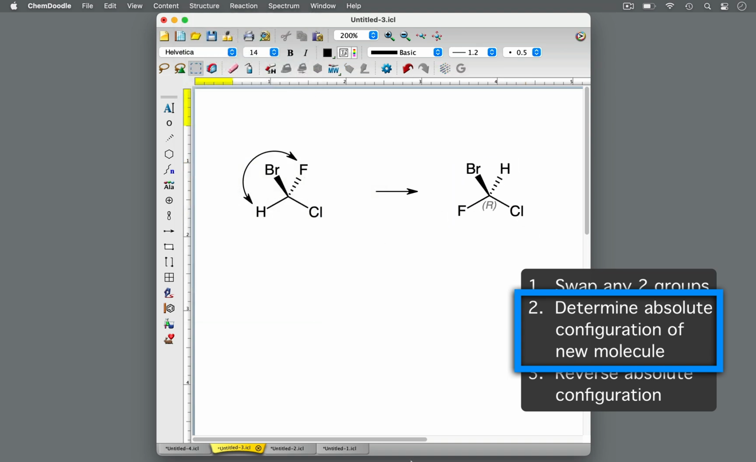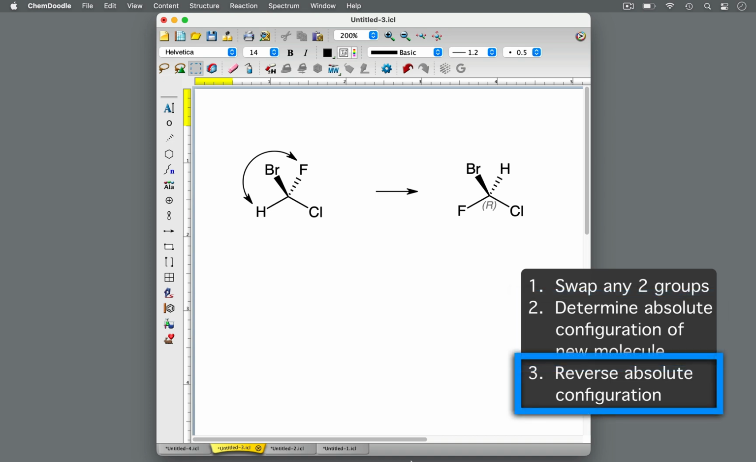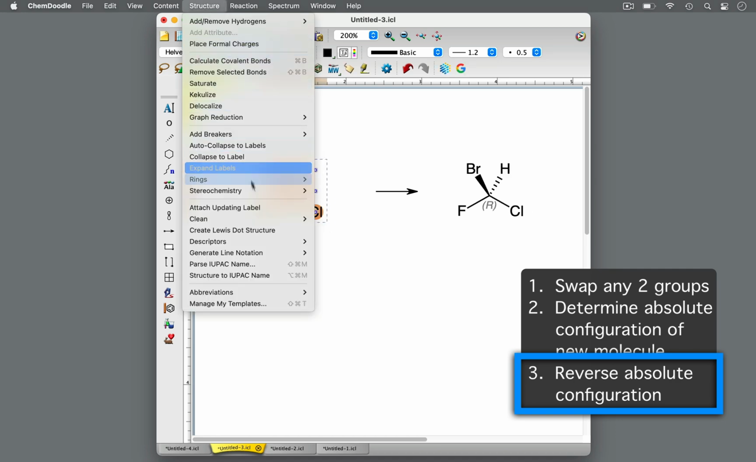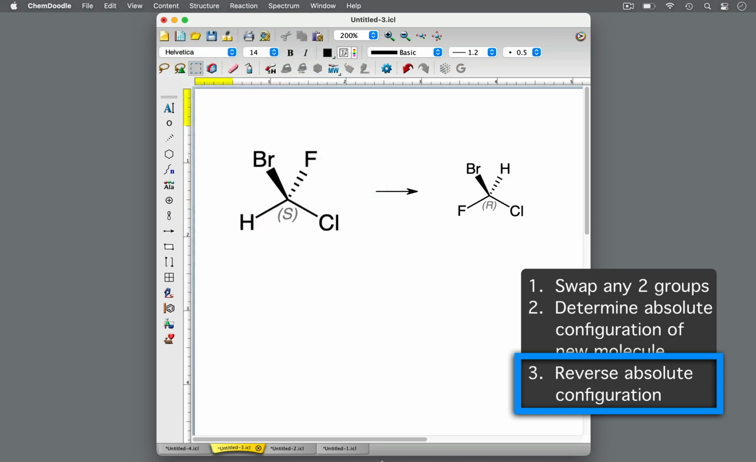Be mindful that swapping any two groups on a chiral center reverses the absolute configuration. To resolve the absolute configuration of the original molecule, simply invert the absolute configuration of the new molecule. R would become S, and S would become R. The new molecule is the R enantiomer, which means that the original molecule is the S enantiomer.